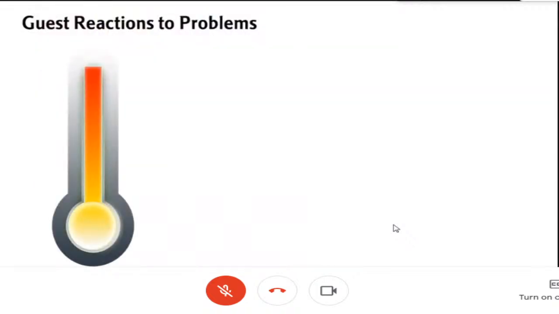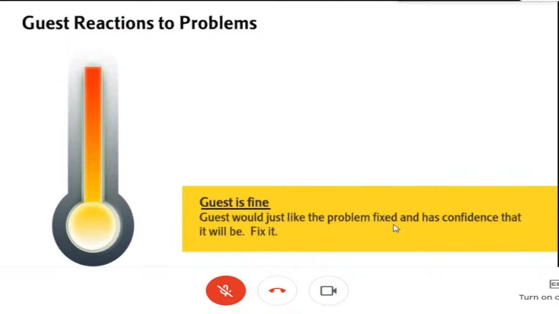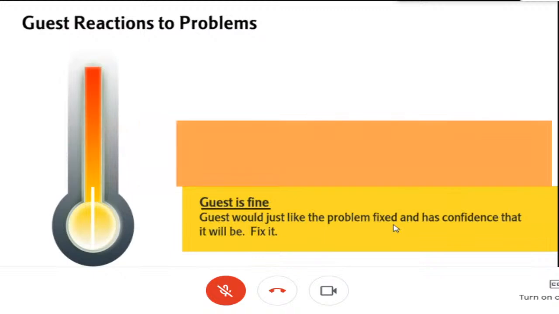Now we need to think about guest reactions to the problem. This is the thermometer which you have seen a lot of times, but guest reactions are different for different things. If the guest is fine, the guest is just saying some things in a very polite way. The guest would just like the problem to be fixed and has confidence that it will be, so fix it. That is the yellow column which I have mentioned in the presentation.